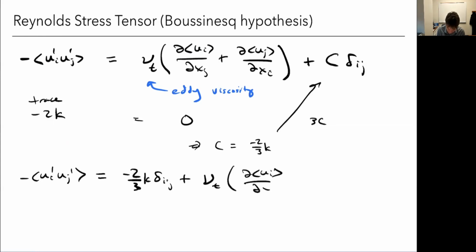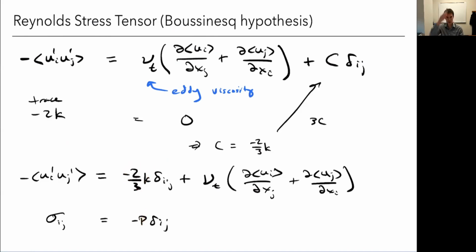dui dxj. And don't worry about this. This isn't making a lot of sense. This is kind of a detailed thing. So this is my model, Boussinesq hypothesis, and it looks a lot like my regular stress tensor. This is the regular stress tensor. This is the pressure term. All right. So this kinetic energy is kind of playing a role of pressure. It's just a constant that's appearing along that diagonal of the stress tensor.